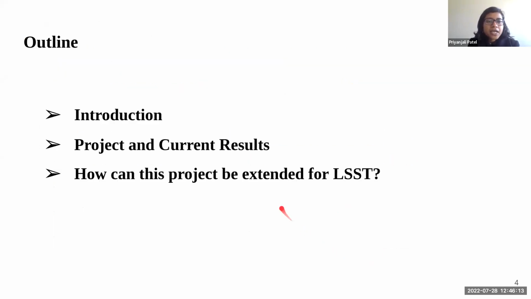So first I will give you the introduction of the study, then I will move to the project and current results. After that, I will briefly explain how this project can be extended to LSST.